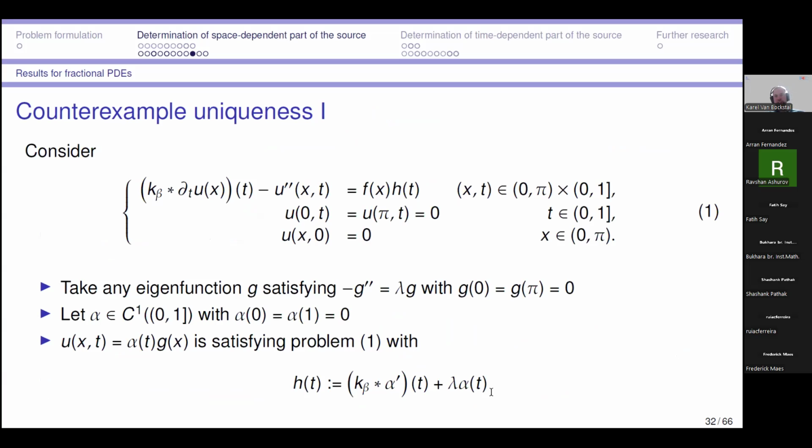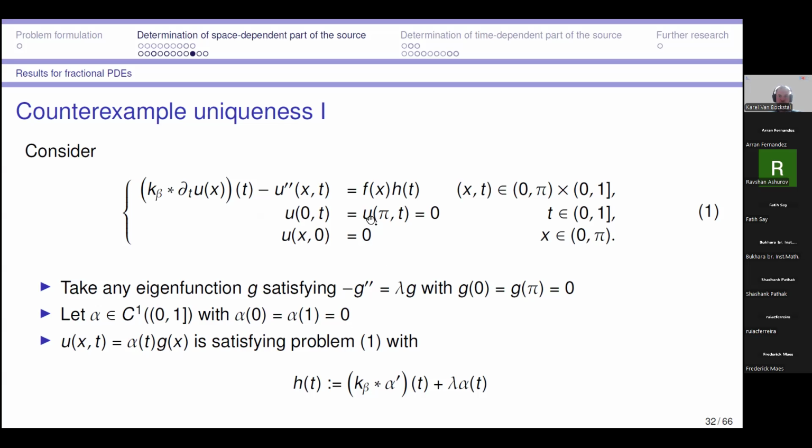In the case that h is not strictly positive, so changing sign on the time interval, then in the paper with Slodička-Šišková, we constructed a counterexample for the uniqueness of a solution in 1D. This is the problem, with homogeneous Dirichlet boundary condition; we work on (0, pi) for the space variable and (0, T) for the time variable. We take an eigenfunction g of the operator satisfying g(0) and g(pi) equal to 0, and we write a solution as g multiplied with the time-dependent part alpha.